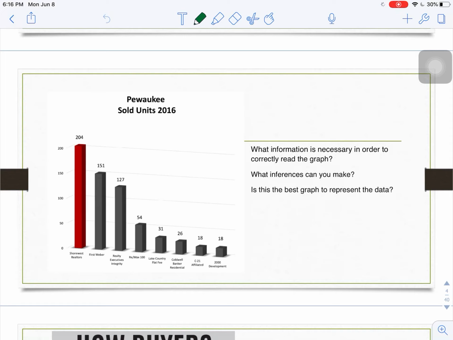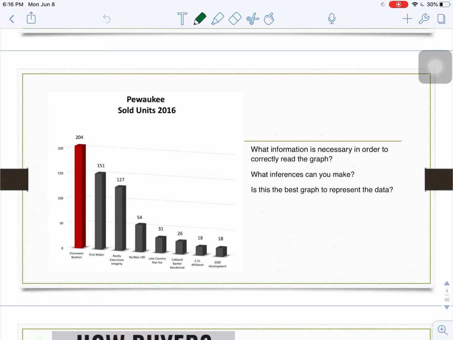One of the first graphs I'm going to show you is a bar graph. The main difference between a bar graph and a histogram is that a bar graph contains spaces between the bars and is typically categorical, whereas a histogram represents a range of values.